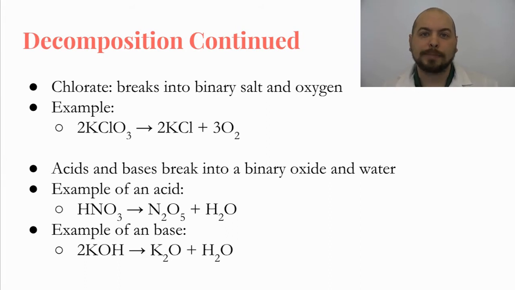And when we take acids and bases and decompose them, they don't break apart into their ionic components. Instead, what they're going to do is break into binary oxides and water molecules. For instance, nitric acid, HNO3, breaks apart into dinitrogen pentoxide, N2O5, and water. And for a base, potassium hydroxide is going to decompose into potassium oxide and water.